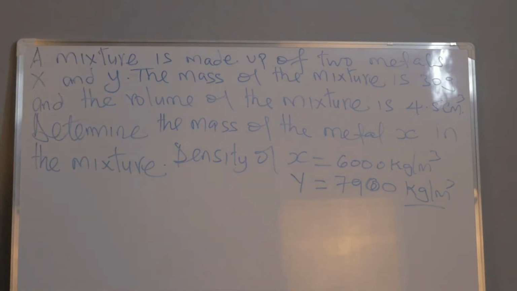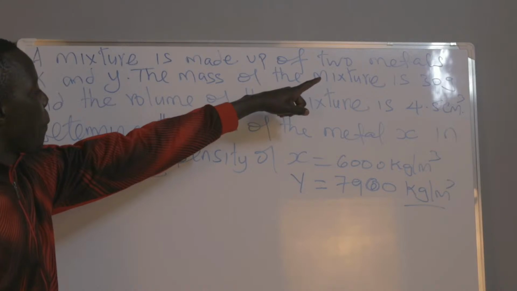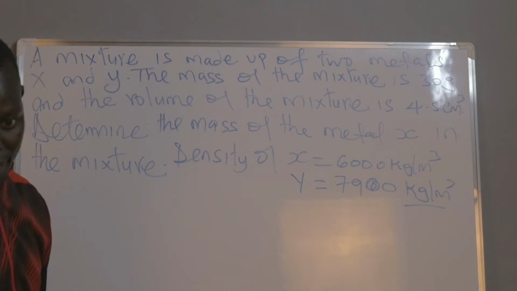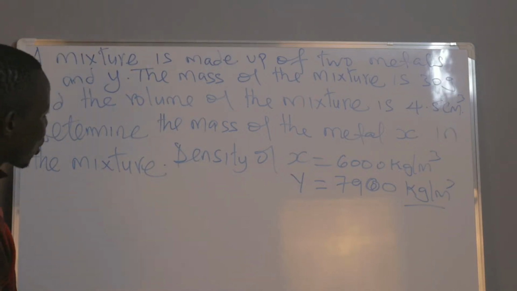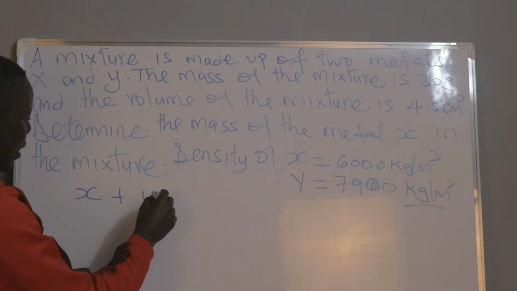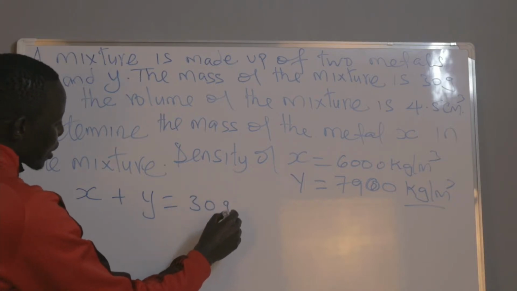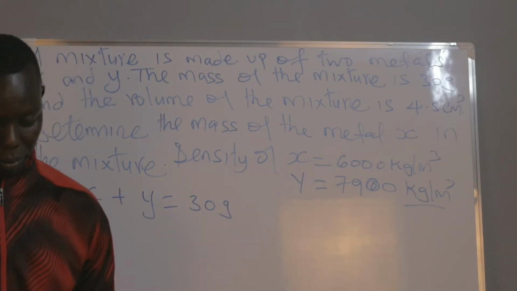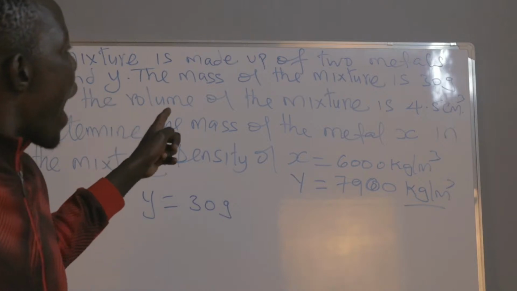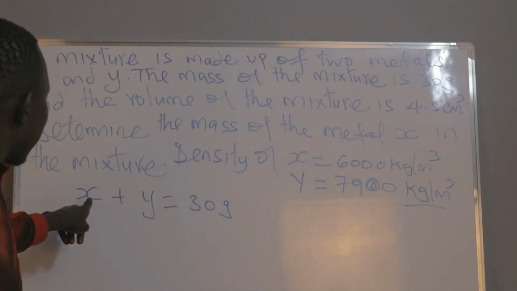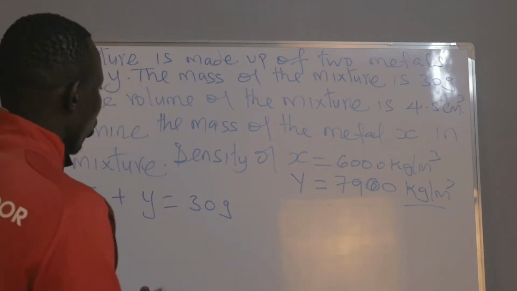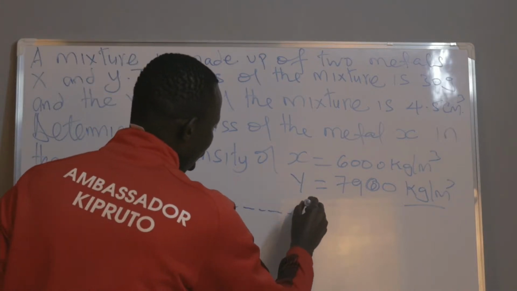A mixture is made up of two metals, X and Y. The mass of the mixture is 30 grams. I want us to say X plus Y is equal to 30 grams. What have I done here? I've taken X and Y to be the masses. So X grams plus Y grams gives us 30 grams. That is equation 1. Can you label this as equation 1?